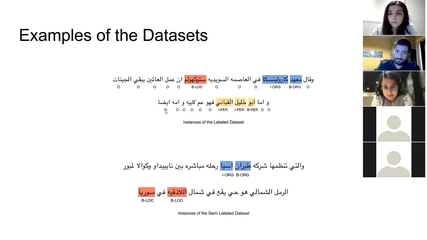Okay. So we're not just taking the token and classifying it. No, we are doing a sequence to sequence.